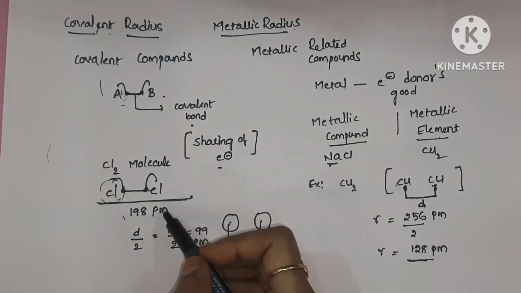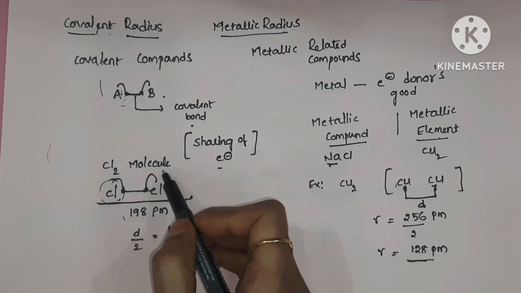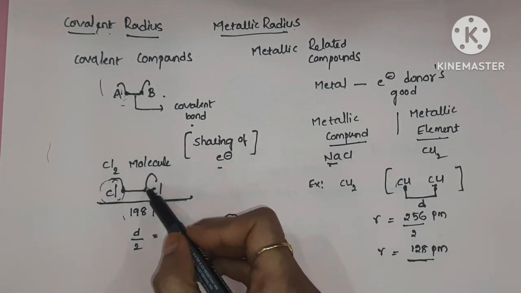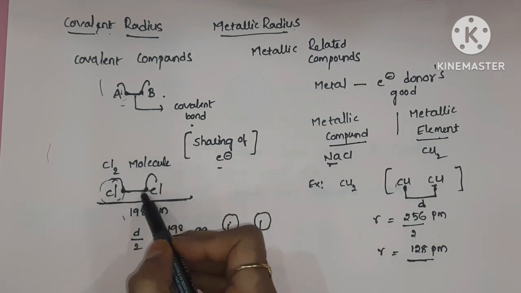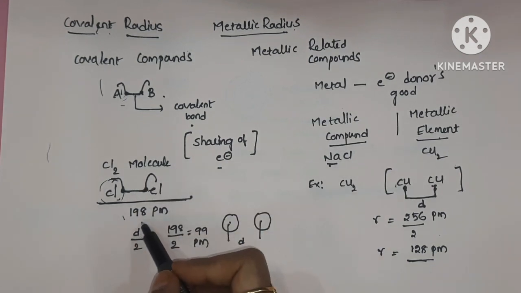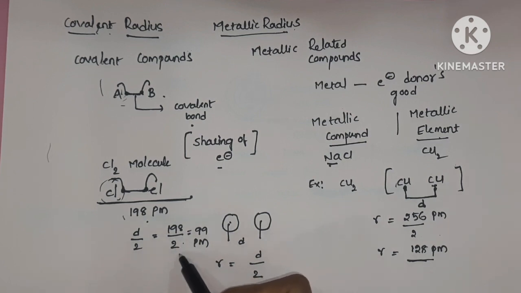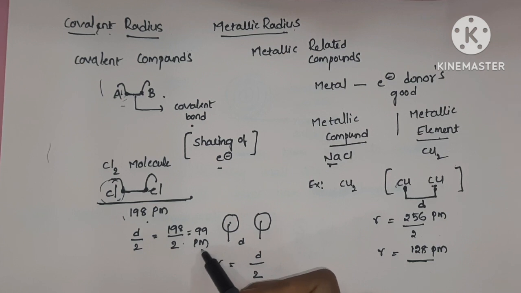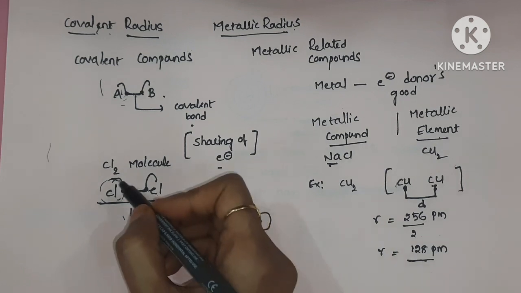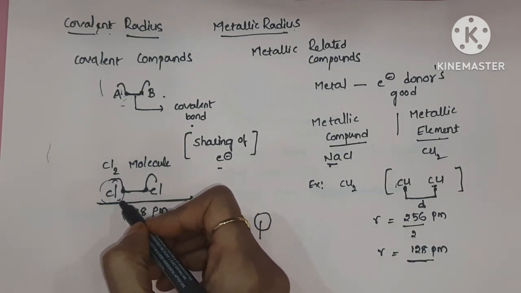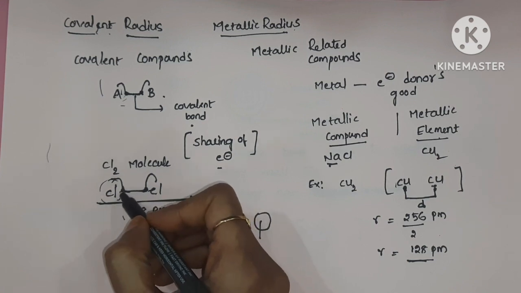An example of a covalent compound is the chlorine molecule. One chlorine atom shares one electron, another chlorine atom shares one electron. The bond distance between the two atoms is 198 pm. So R is equal to D by 2, 198 by 2, 99 pm. pm is the unit of radius, right? So 99 is the radius of one chlorine atom. This is the way we find the radius of an atom.